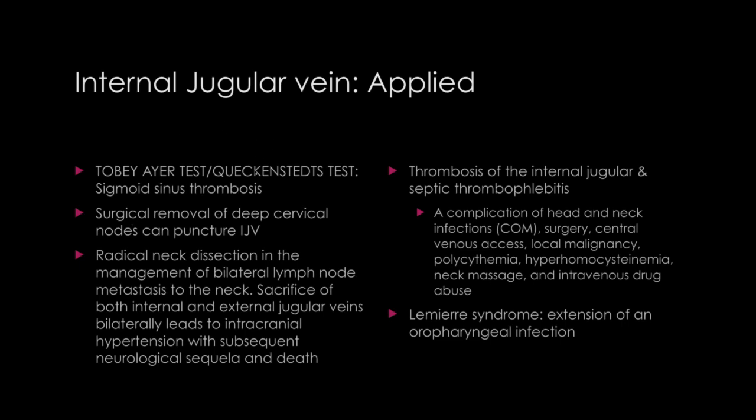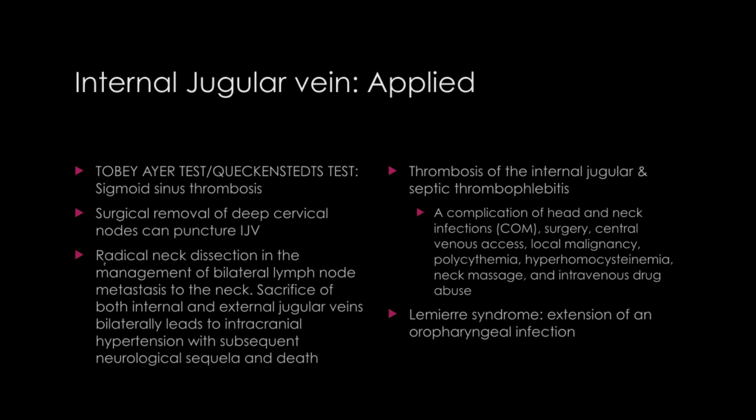Another relevant factor is that during neck dissection, the deep cervical lymph nodes, which are closely in relation with the internal jugular vein, when you dissect the deep cervical lymph nodes, you have to be very careful not to injure the internal jugular vein.